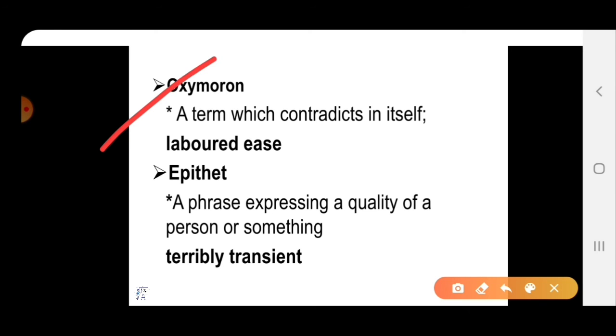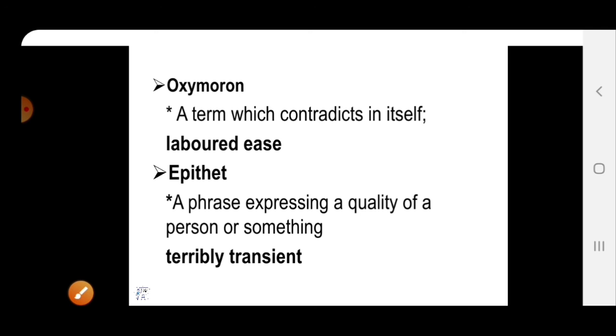Next is oxymoron. Oxymoron is when two words that are contradictory in themselves are used together. Like in the stanza, labored ease is used. Labored means hard work and ease is comfort. So how can labored and ease be joined together? So these are contradictory words. Epithet. Epithet means a phrase expressing a quality of a person or something, that is, terribly transient. So this is from the poem A Photograph.